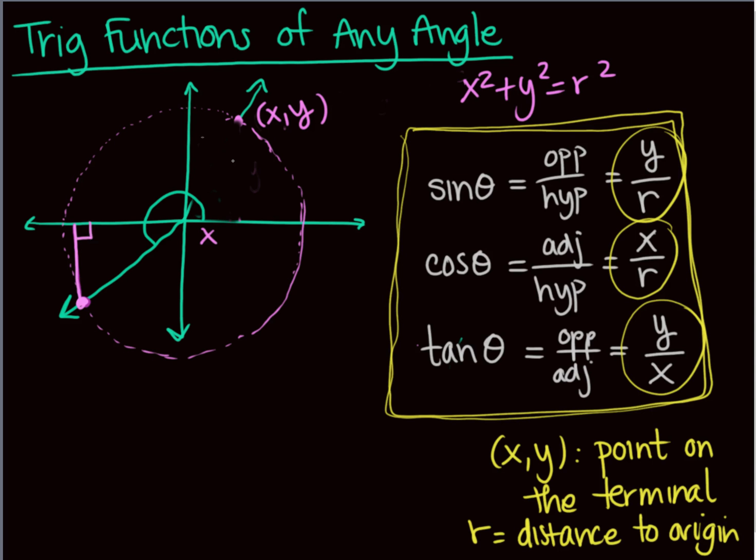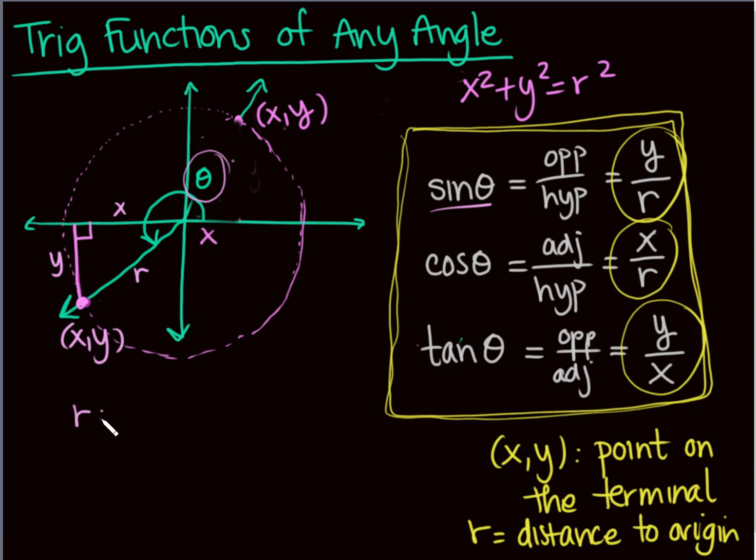Now, notice my theta. It looks like it's 225 degrees, something bigger than that. And again, this is going to give me some point x, y. Here's my x, here's my y, and I know this is r. So how do I define the sine of this obtuse angle theta? I take, again, the y value over that r.